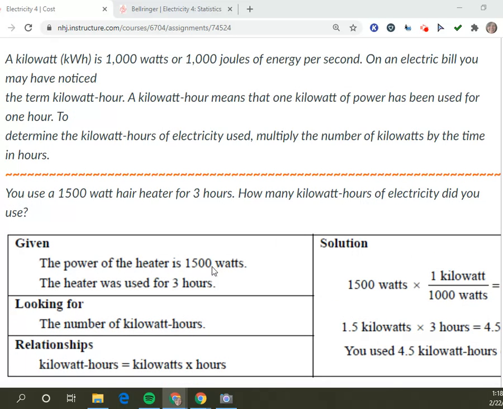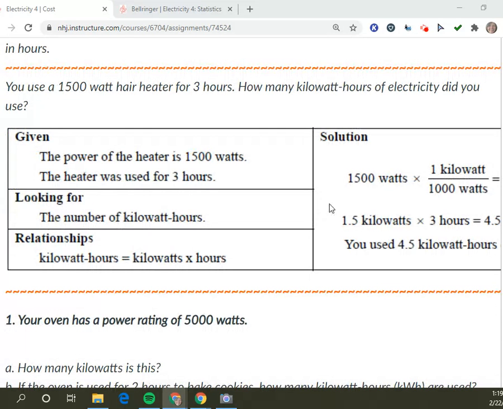So if we look in our lesson here, it says you use a 1,500 watt hair heater. It should say hair dryer, but okay. For 3 hours, how many kilowatt hours of electricity did you use? So some of you guys might know, the 1,500 watt hair dryer is a better hair dryer. Let's talk about what that means for your electric bill.